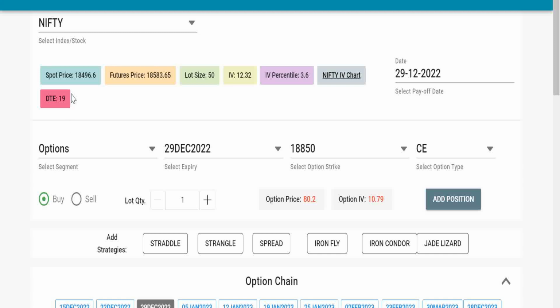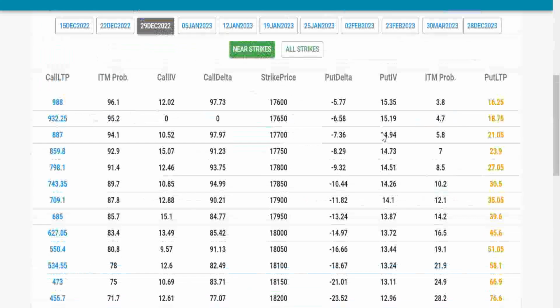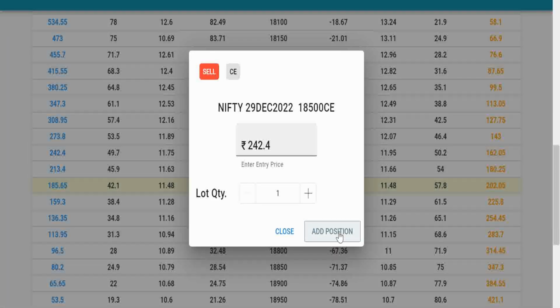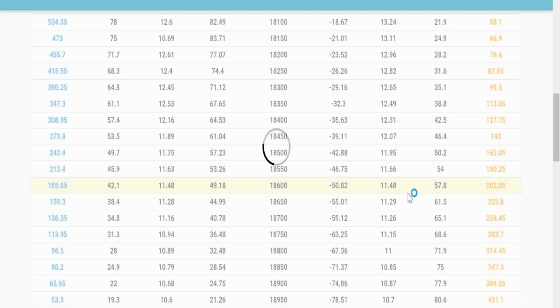Now the Nifty is trading around 18,490. So I'm going to consider 18,500 as the at the money strike price. So this is the at the money strike price, 18,500. So you are going to sell a call option and a put option.